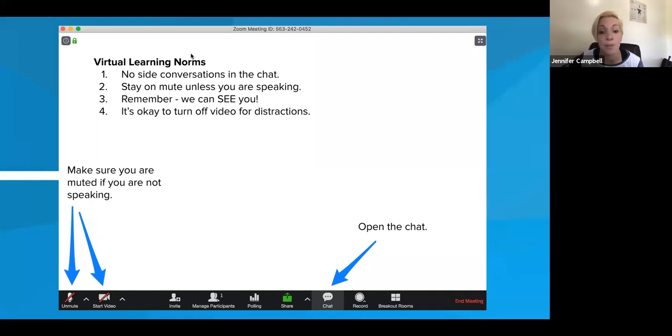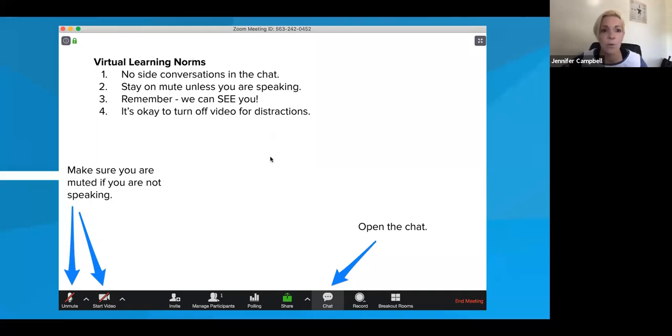There are three buttons on the bottom that you'll need to know. Make sure you are muted if you're not speaking, so you want to see the slash through it. It'll also say unmute. And then that's your video button right next to it, so you can start or stop your video. I would love to see you as much as possible. And then we have the chat also. When you click on that chat, it'll pop open to the side and you can type, and I'll see it and your classmates will see it. You can click it off too because it does make your screen a little smaller, and it'll blink if there's a new chat.